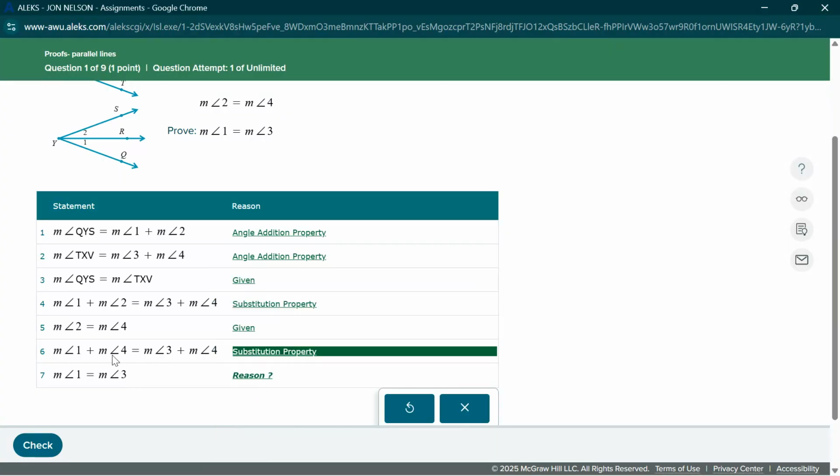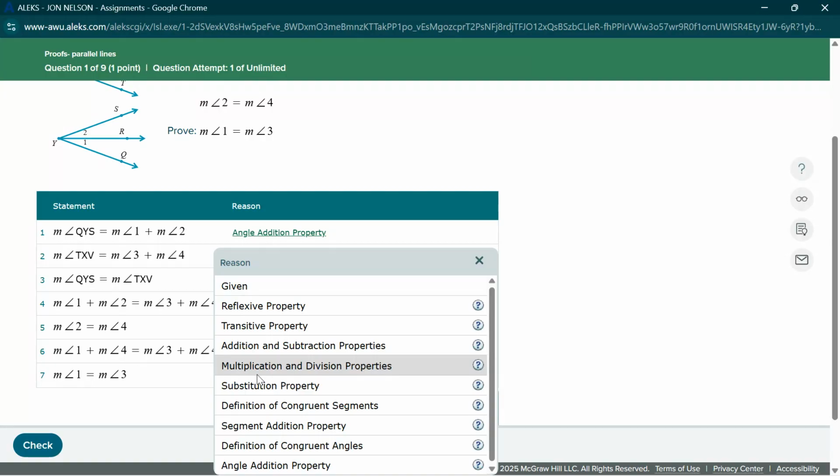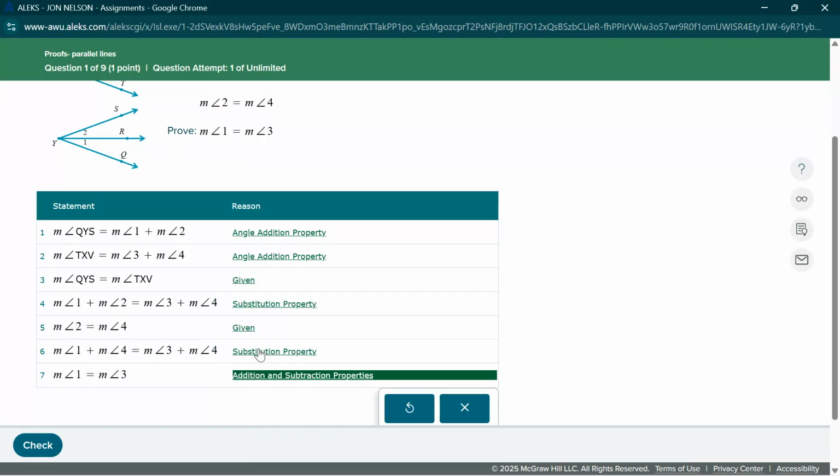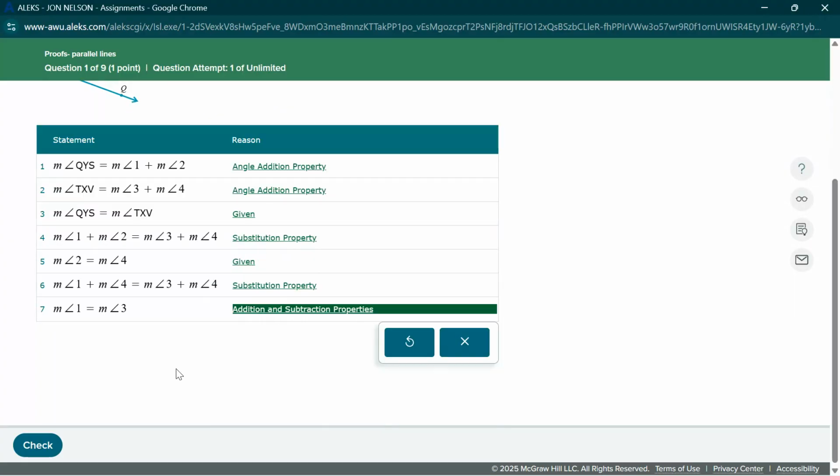And then we're going to, let's see, how would 4 go away? Like from this line down to this line, there's no more 4, right? Well, we're going to subtract. So we're looking for subtraction. Do you see it? Oh, yeah, addition and subtraction properties. All right, so I think that's it. If I check it, let's see if I get it right.